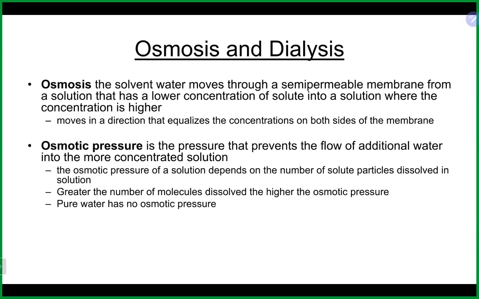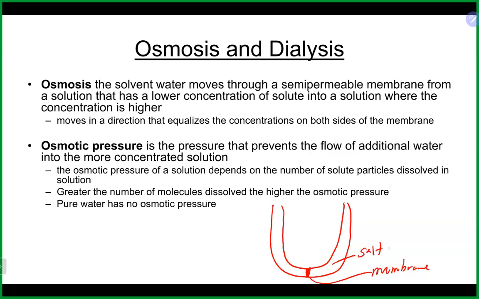Speaking of how things move, let's talk a little bit about osmosis. In osmosis, the solvent water molecules move through a membrane from a solution of lower concentration to a solution of higher concentration. So for example, if you had a little tube like so, and you had a membrane right about there, and on one side you had salt water, and on the other side you had pure water.